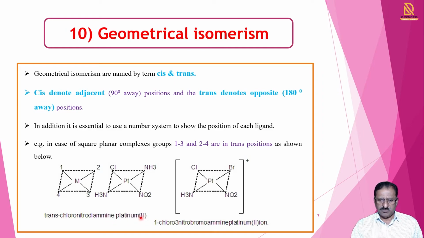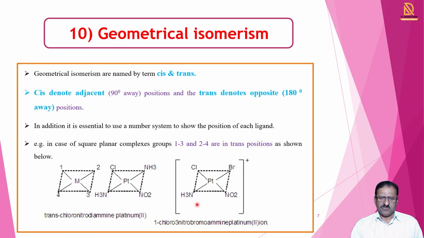This is the example. Now we see another example, in which platinum is the metal and the four ligands are all different: one chloro, one bromo, one nitro, and the fourth is an amine ligand. So here the cis and trans concept is not used, because all four ligands are different. In this case we can use the numbering.